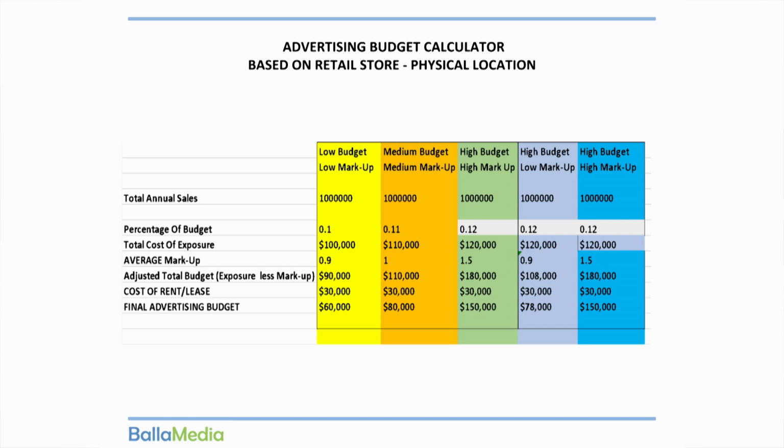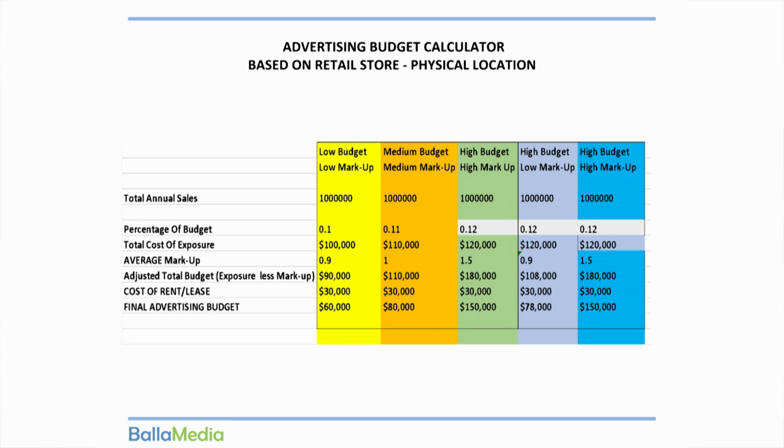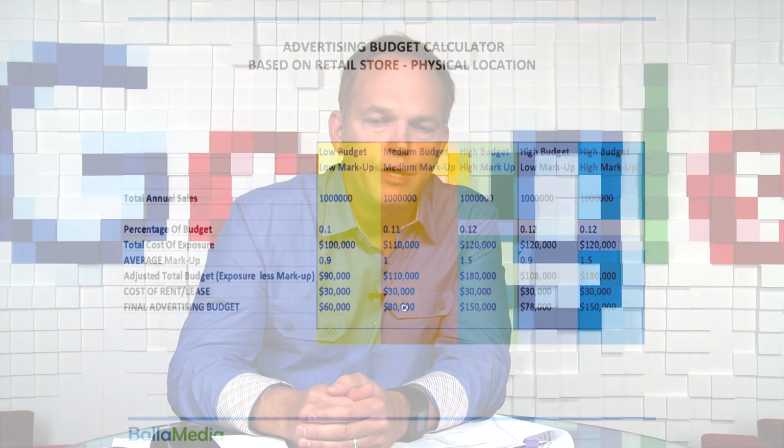Your total cost of exposure is what you get when you take that 11% and multiply it by the million, which is $110,000. Let's say your average markup is 100%. That means if you're purchasing a product for $50 and selling it for $100, your markup is 100%. That's not to be confused with your margin. Calculating margin is quite different. Margin is your profit divided by your selling price times 100. So if you are purchasing a product for $50 and selling it for $100, your gross margin is 50%.